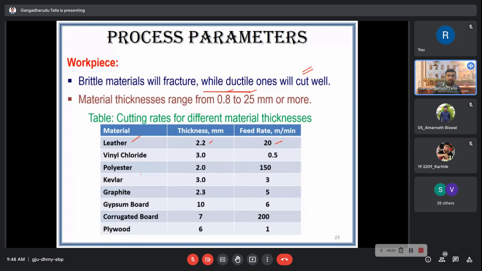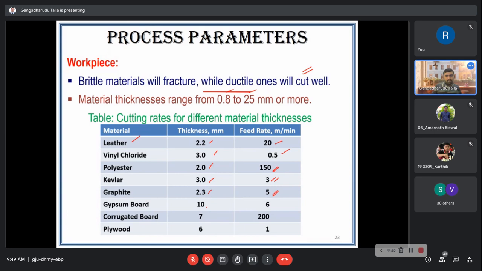So vinyl chloride, polyester, these are some kind of plastics, Kevlar. You can use thicknesses of 2 to 3. So these are the feed rates. Feed rate for vinyl chloride is very low; slowly you have to cut. Polyester is very high. Kevlar, 3. If you are cutting graphite, thickness 2.3, feed rate 5.